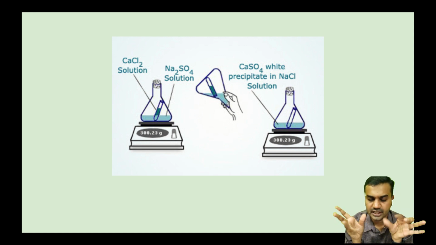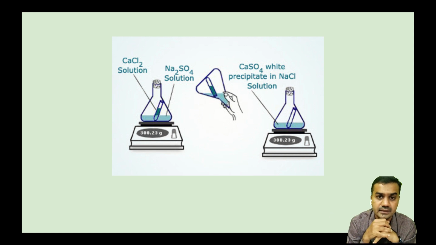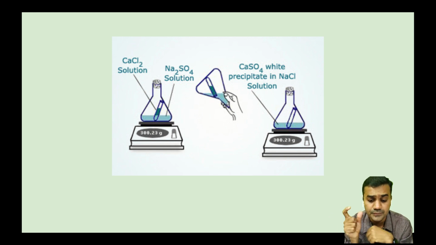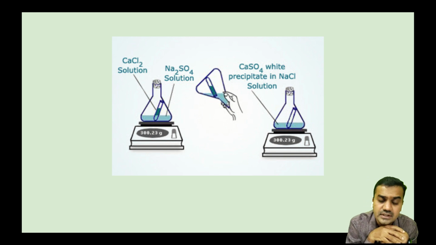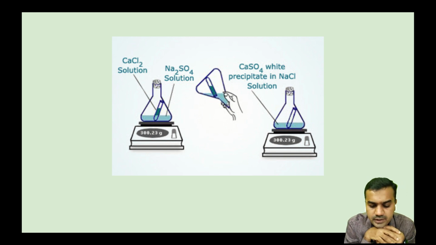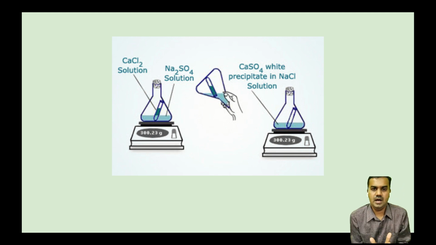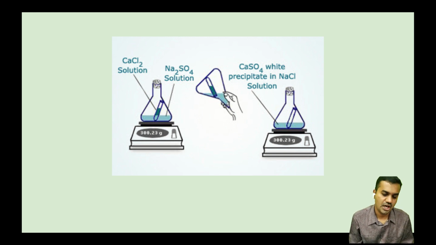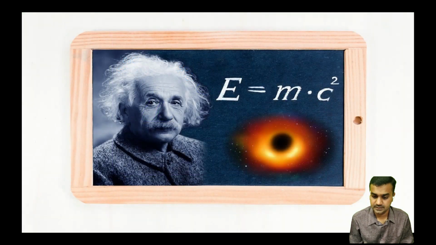There is a rearrangement of the elements, but if you look at the mass after the reaction, again it is 300.23 gram only. So the mass before the reaction is the same as the mass after the reaction. The mass remains constant. That is called the law of conservation of mass.